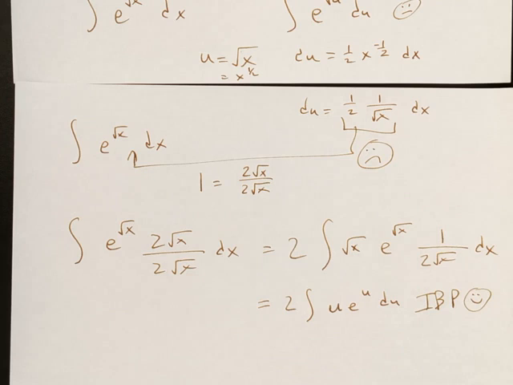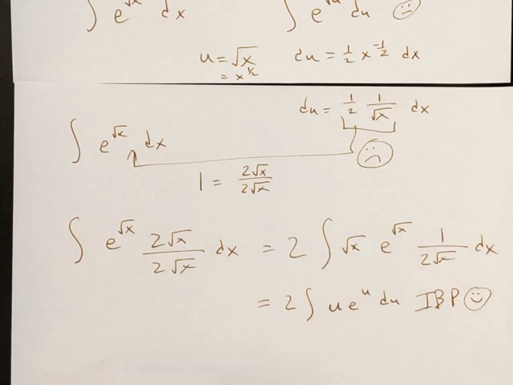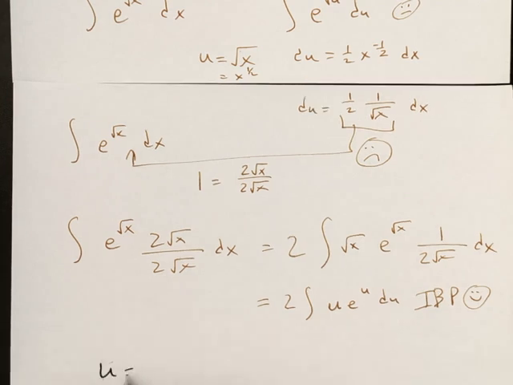Now, when I was shown this trick, I wasn't shown it as multiplying by 1. So I'm going to show you the same trick. I'm just going to write it a little different. Instead of writing u equals root x, I'm going to write u squared is x.